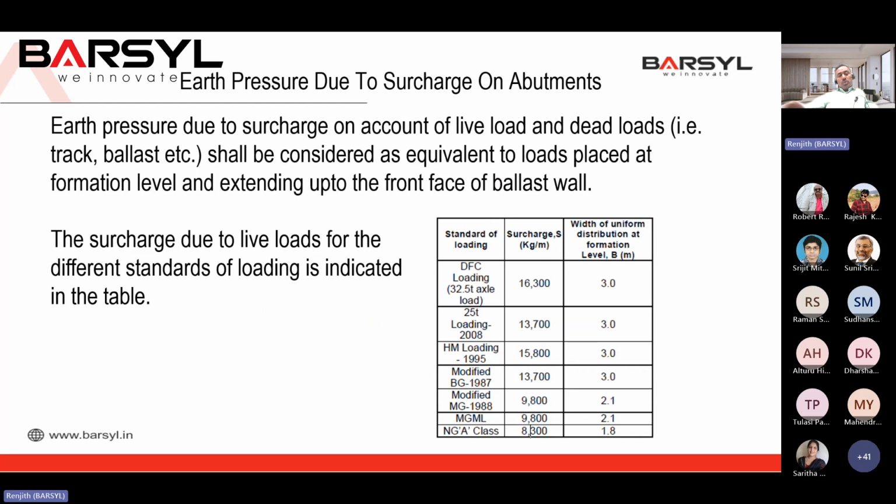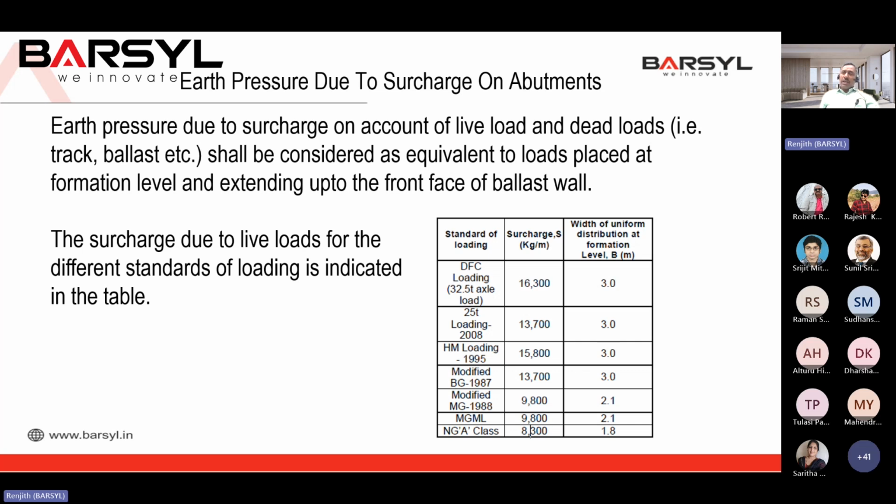Now, earth pressure due to surcharge on abutments. That is also a major load on the abutment. Surcharge is actually the dead load of the rail, sleeper, ballast, everything on the backside of the abutment. That is called a dead load surcharge. It is acting above the abutment.